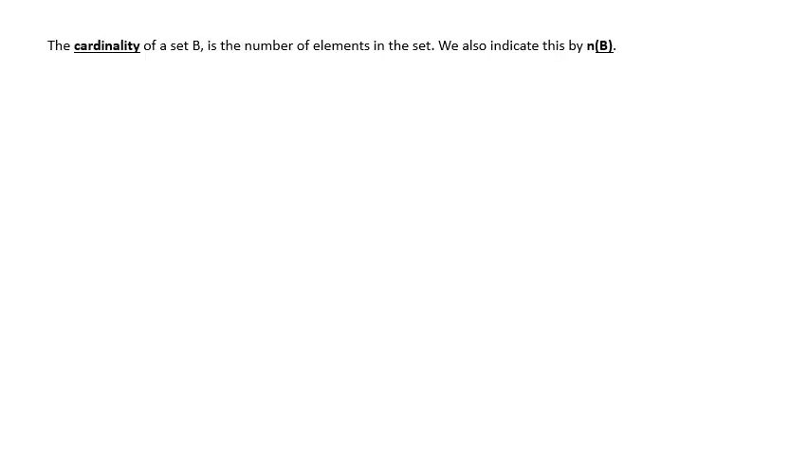The cardinality of a set, B, is the number of elements in the set. So if I'm asking you for the cardinality, I'm asking you to count how many elements are in the set. We'll also indicate this by the following notation. This notation does not refer to multiplying n to b. It simply says the number of elements in B, the cardinality.